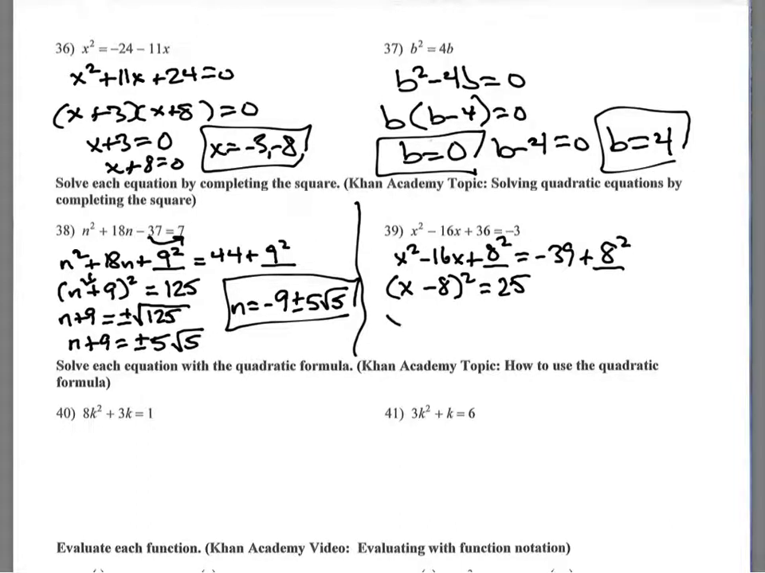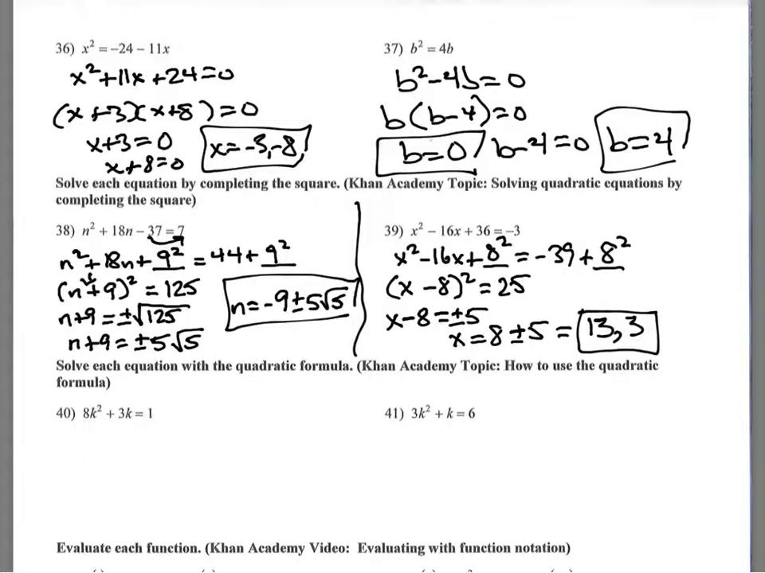So we take the square root. x minus 8 equals square root of 25. Don't forget the plus or minus. Square root of 25 is 5. Add the 8. x equals 8 plus or minus 5. Now we can actually get two answers. So make sure you get the answers correctly. Do not put plus or minus 13. That's not what this is. 8 plus 5 is a positive 13, and 8 minus 5 is a positive 3.